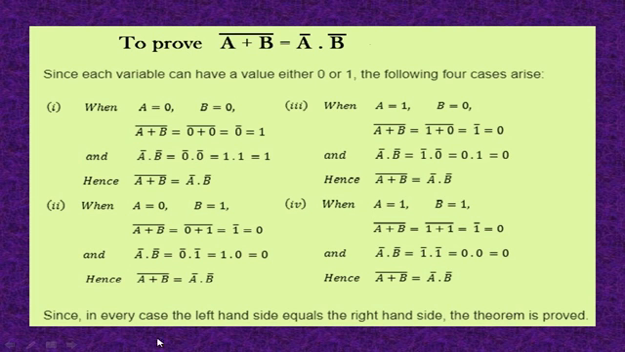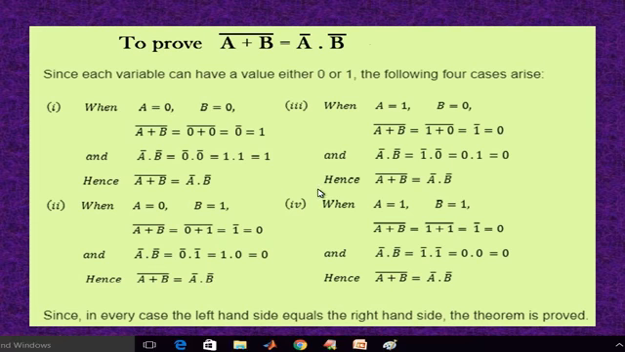First you have to write the statement of the theorem, then the Boolean equation of the theorem, then the diagram, then write the truth table, and finally you have to prove all these cases with the help of the truth table. Understood, all of you? Now let us see De Morgan's second theorem.